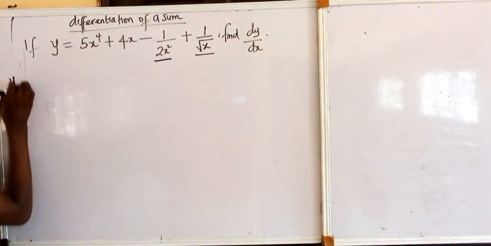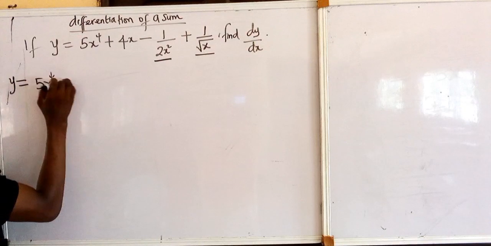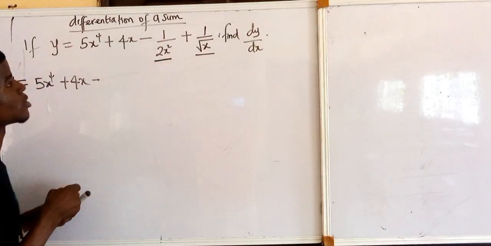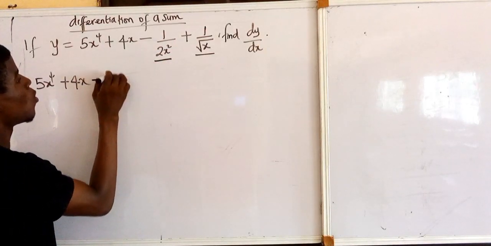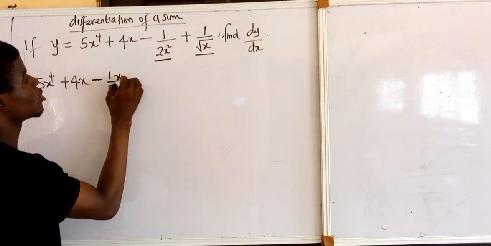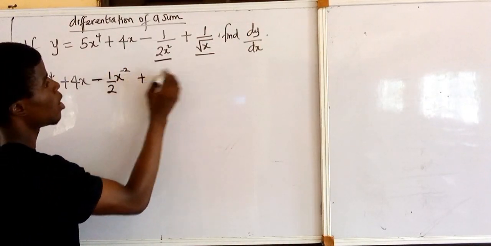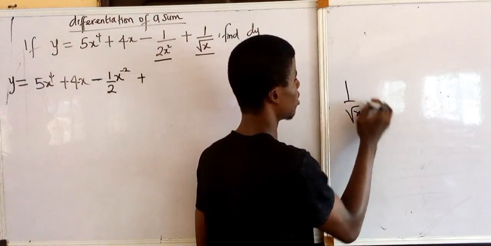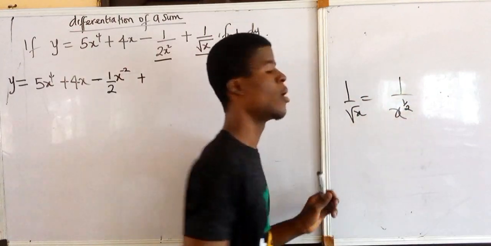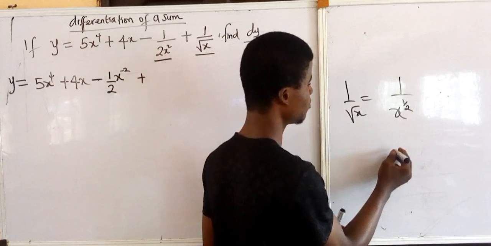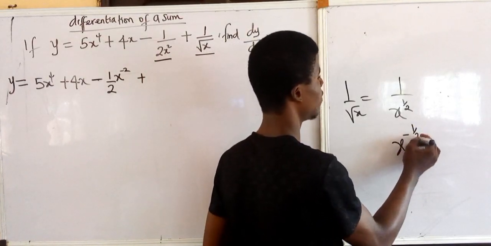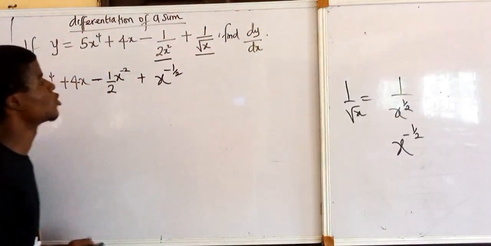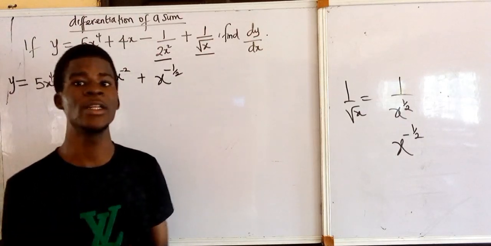So I will write y is equal to 5x to the power of 4 plus 4x minus 1 over 2x squared, which is equal to 1 over 2 times x raised to the power minus 2, plus 1 over root x, which is 1 over x to the power of 1 over 2. So if I rewrite this expression, I will have x to the power of minus 1 over 2. So right now I can easily differentiate term by term.